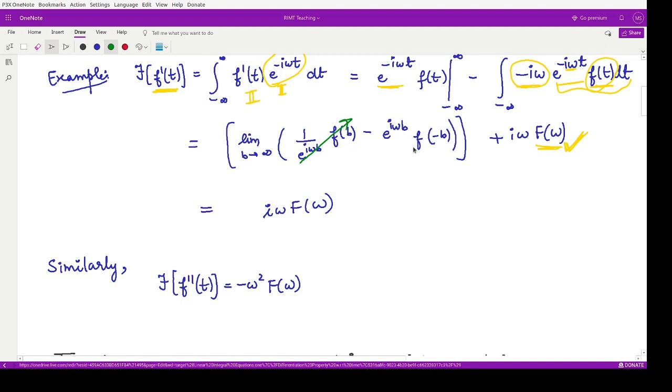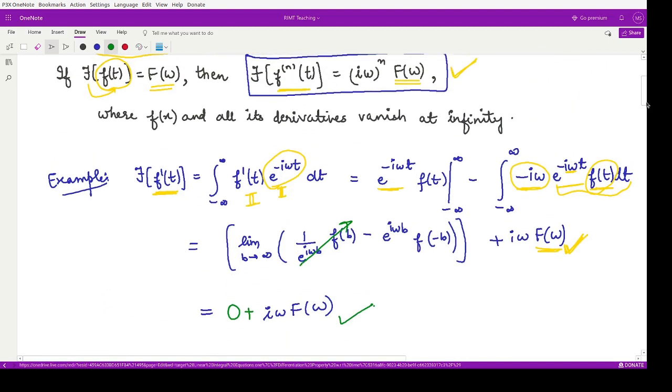And in the second term, when you substitute infinity here, it is not defined, right? So this term would come here. So this is 0. So we only have this term. So whenever we calculate the first derivative of the given function, this is equivalent to iota omega raised to power 1 F of omega.